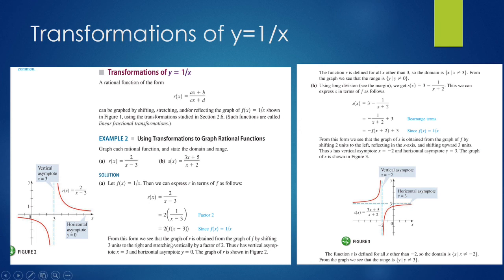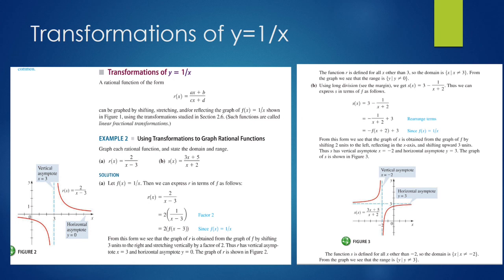And you might say, where did that come from? Well, our function is 1 over x. And so essentially what we've got here is 2 times our original function 1 over x, but in this case, x is not just x, it is x minus 3. So that is a horizontal shift.